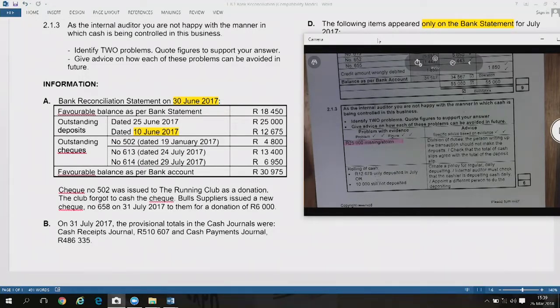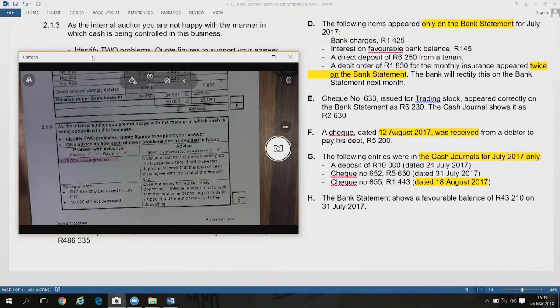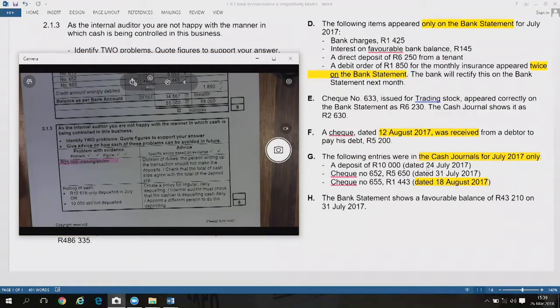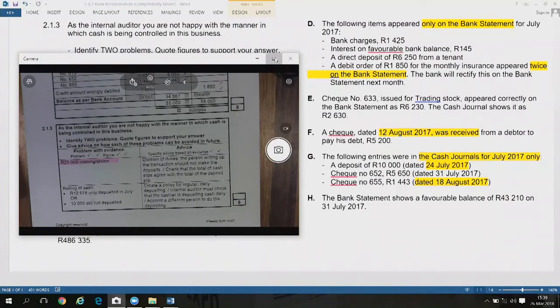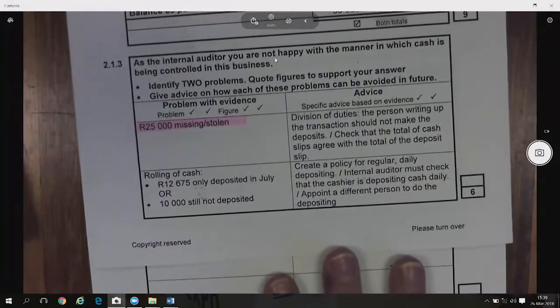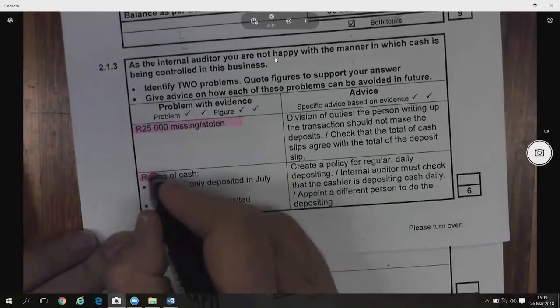Also, the deposit of 10,000 Rand that for this year, look at that date, it was already in the CRJ on the 24th of July, but at the end of July, it's not on the bank statement. So it means that the deposits, I'm not talking about the 25,000, the 25,000 never got to the bank, that is gone missing. But the other deposits took a long time to get to the bank statement. That we can say is maybe rolling off cash.